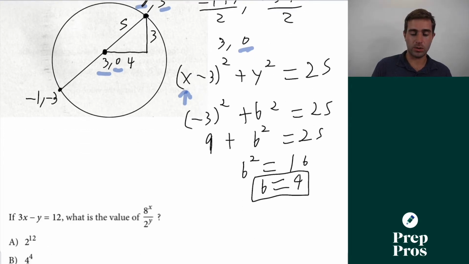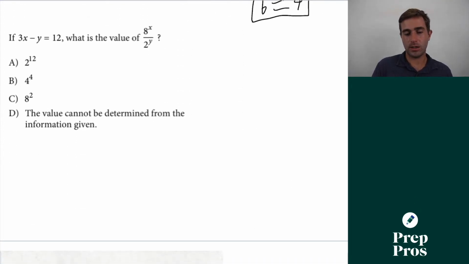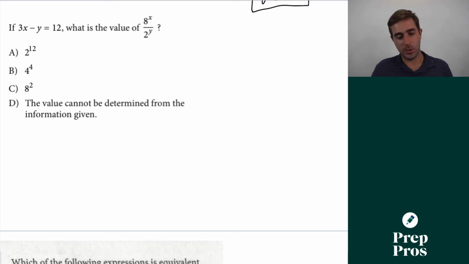Now the next one we're going to take a look at is a very tricky exponent question. It's a little bit of a strange looking one when you first see it. We're told if 3x minus y equals 12, what is the value of 8 to the x over 2 to the y?